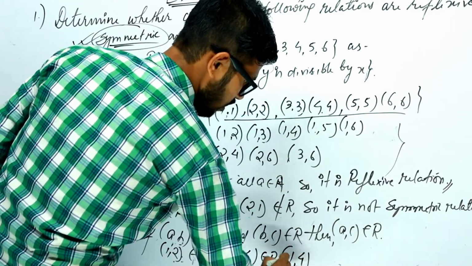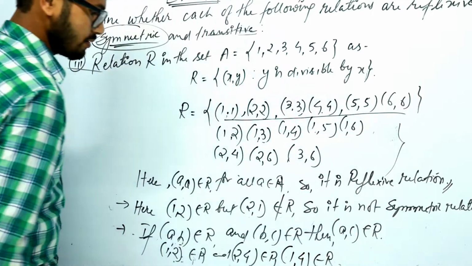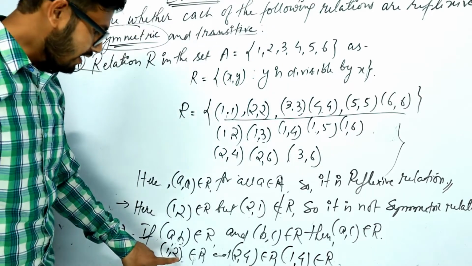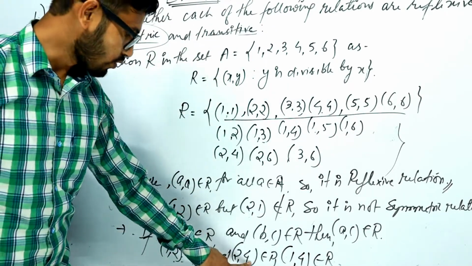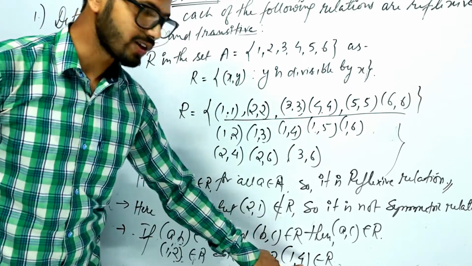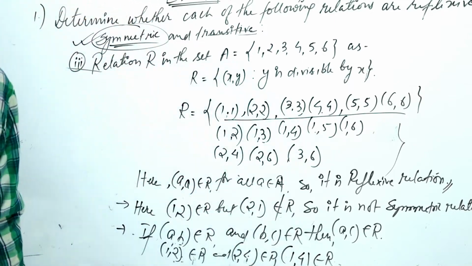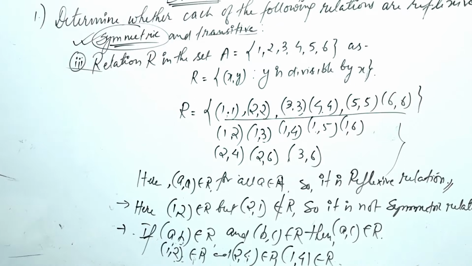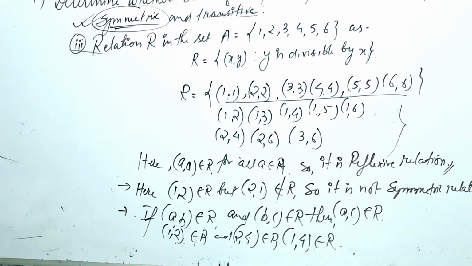Obviously 1 comma 4 will definitely be present in the relation, because if 1 divides 2 and 2 divides 4, then obviously 1 will divide 4 also, right? I hope it is clear. Can you catch what I am saying here? This is the important thing that I would like to mention here.